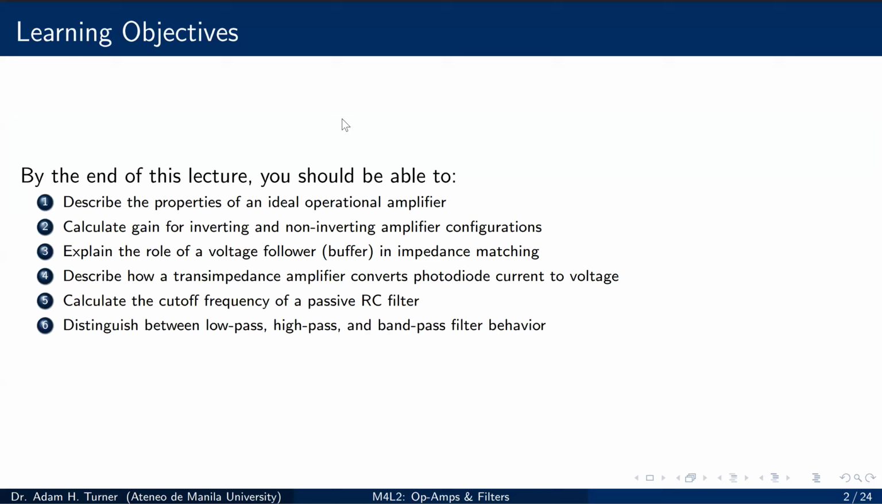Hello, everyone, and welcome back to lecture two of the electronics module, where we will be talking about analog electronics, i.e., amps and filters.